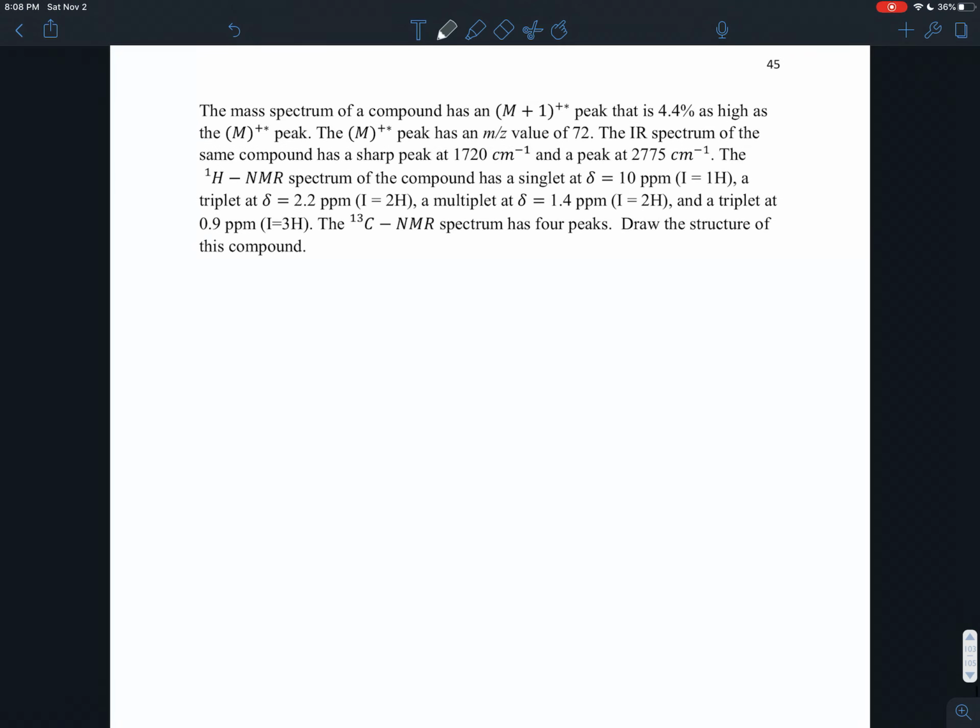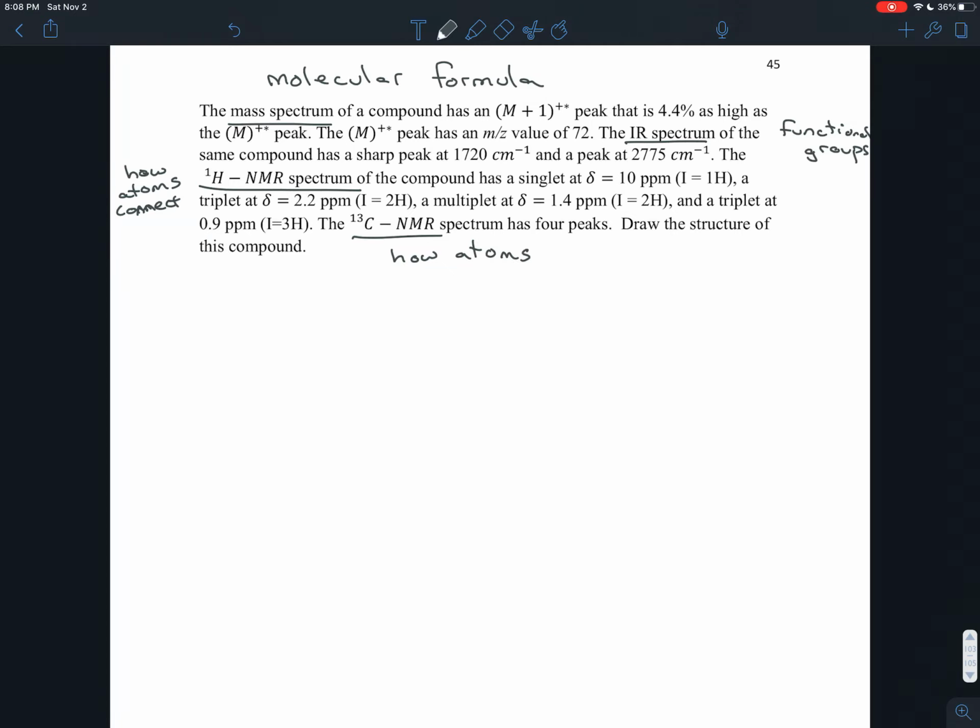Let's do one more. We'll do this one a little more quickly because now we know what we have to do, so we know what we're looking for. We're looking at the mass spectrum. We're going to get the molecular formula from that. We're going to look at the IR spectrum. We'll get the functional groups from that. We have the proton NMR spectrum. That's going to tell us how atoms connect, specifically how close the hydrogens are to each other. And then we have the carbon-13 NMR, which is also going to tell us how atoms connect. In general, NMR tells you how atoms connect.